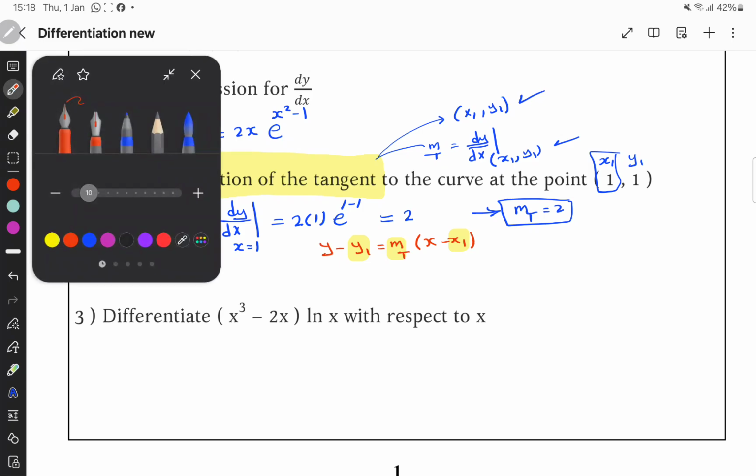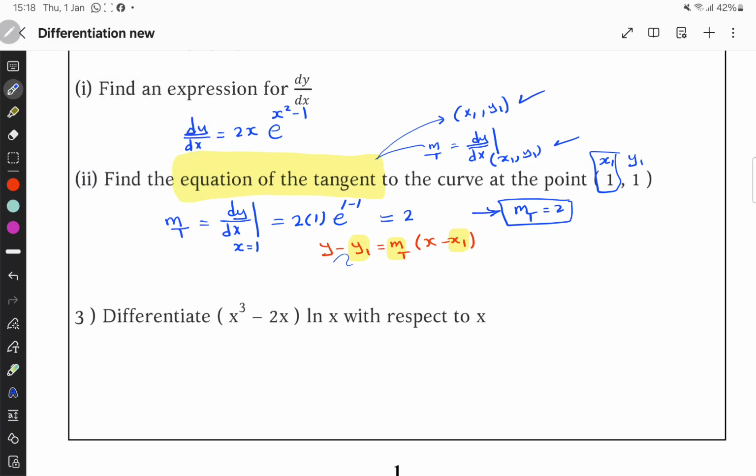So it will be y minus y1, which is 1, m of the tangent, which is 2, times x minus x1, which is 1. Now simplify more, so y minus 1 is equal to... distribute that by every term. 2 times x, it will be 2x. 2 times negative 1, it will be negative 2.